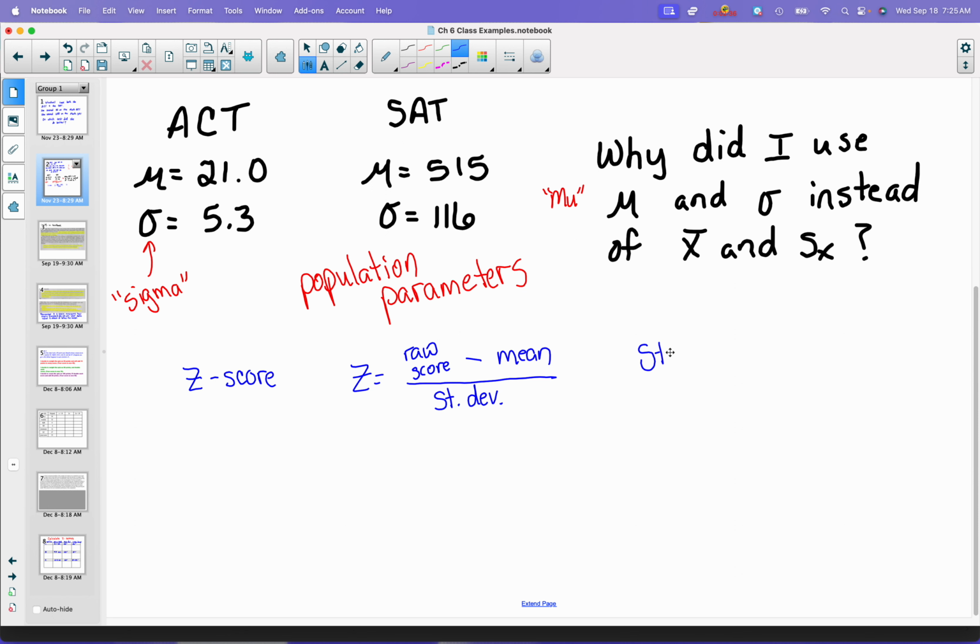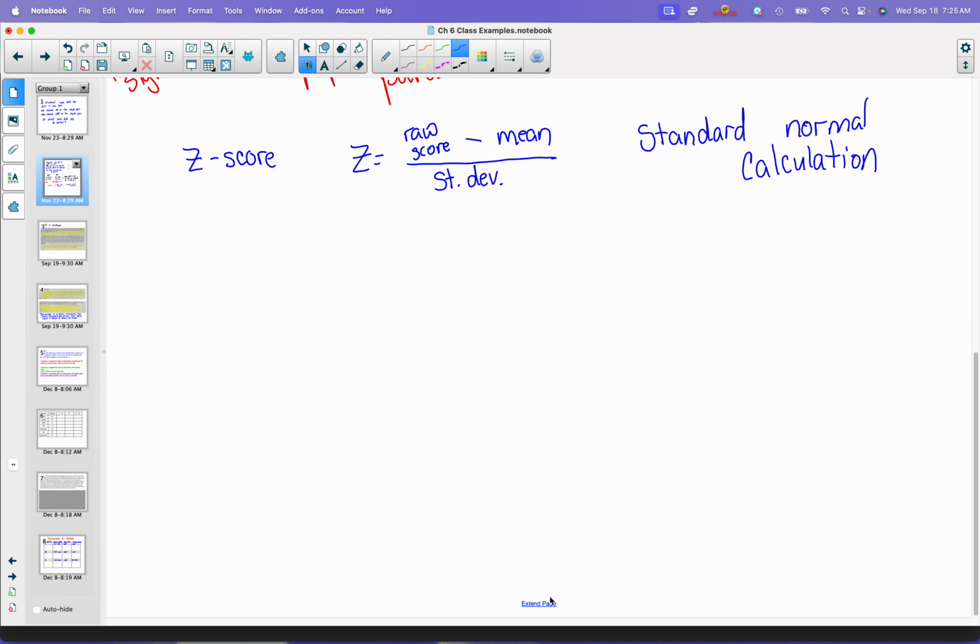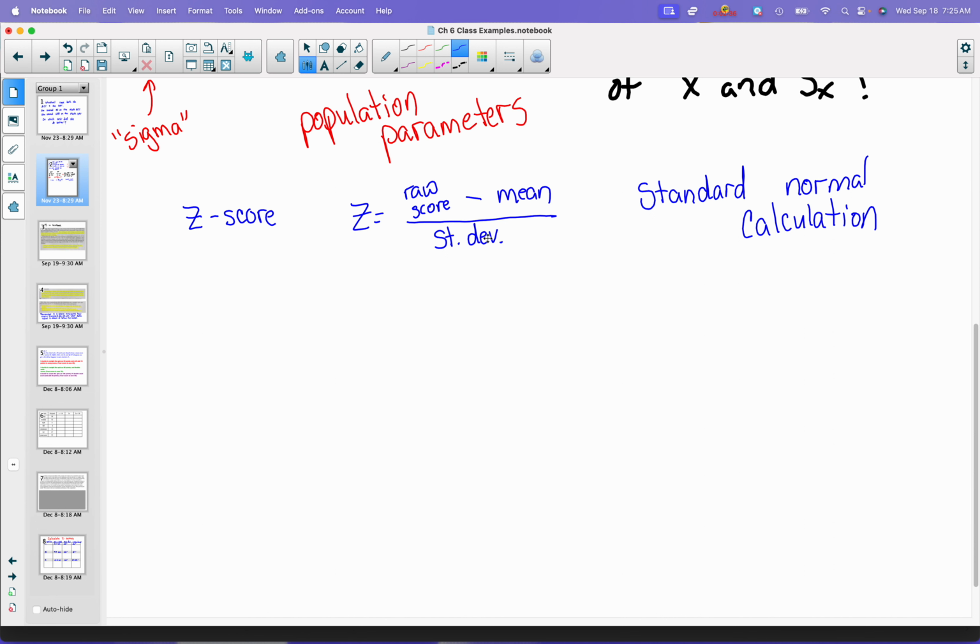This is called a standard normal calculation. We haven't really talked much about a normal model and a picture of a normal model, but we're going to be doing that next. So what I want to just talk about now is how we can kind of compare two different distributions.